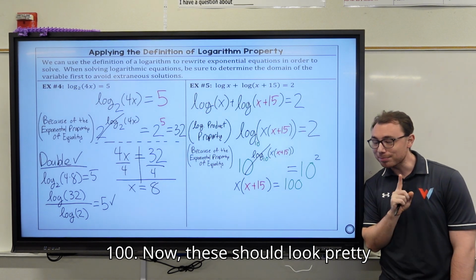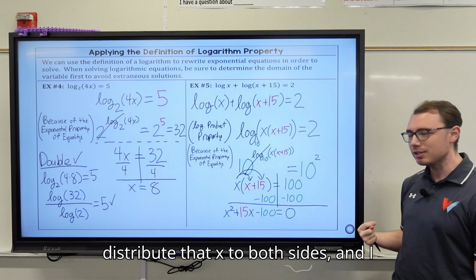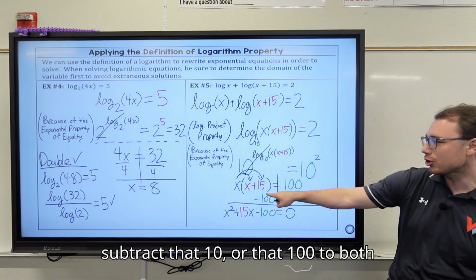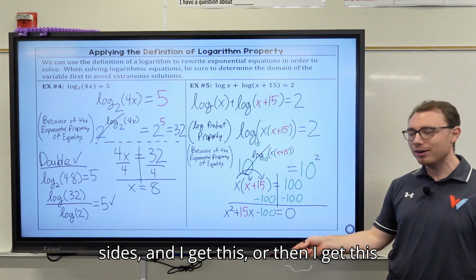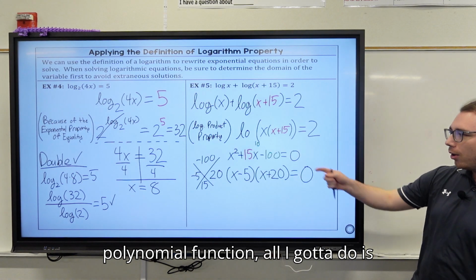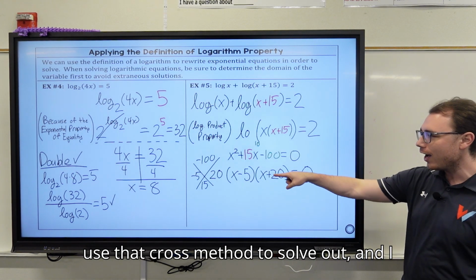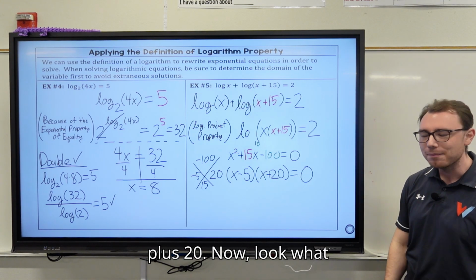Now these should look pretty familiar from Algebra 2, where I can distribute that x to both sides, and I get x squared plus 15x, and then I subtract that 100 from both sides, and I get this polynomial function. For that polynomial function, all I've got to do is use the cross method to solve it, and I get x minus 5 times x plus 20.